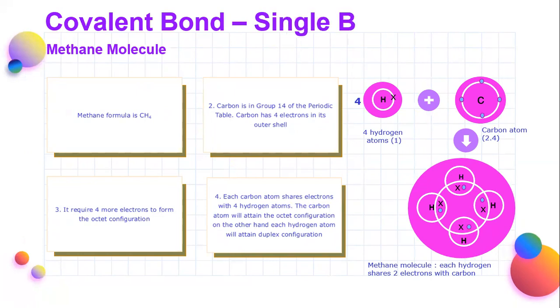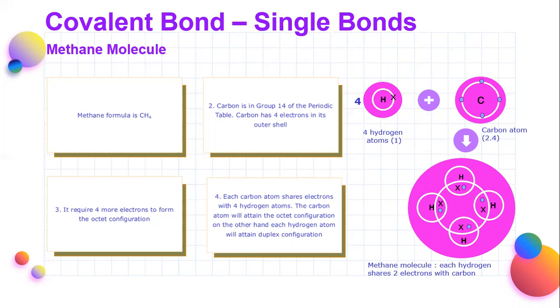Covalent bond or single bond for methane molecule. The formula for methane is CH4, so 4 hydrogen atoms and 1 carbon atom, whereby the carbon atom has the electronic configuration of 2.4. Carbon is actually in group 14 of the periodic table, which has 4 electrons in its outer shell, and it requires 4 more electrons to form the octet configuration.